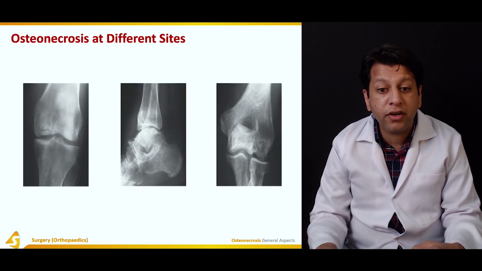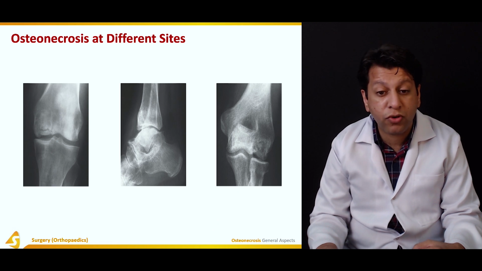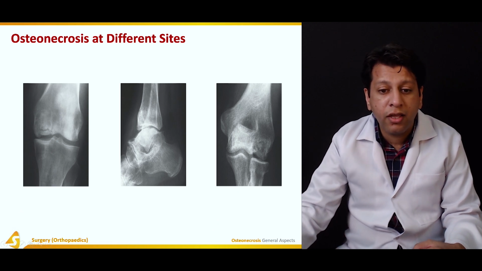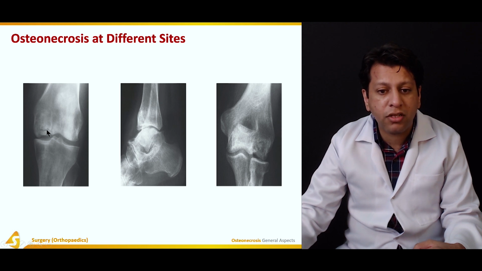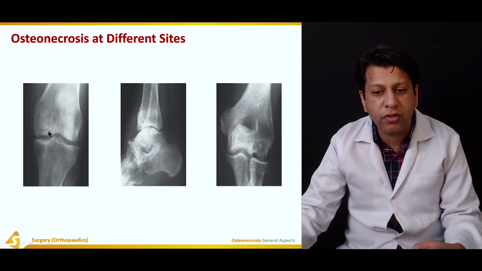Now these are the different diagrams which are showing different types of osteonecrosis. If you see, this is the knee, and over here there's a medial femoral condyle. As you can see, there's increased sclerosis and subchondral fracture, which can be seen due to the collapse and fragmentation of the bone.